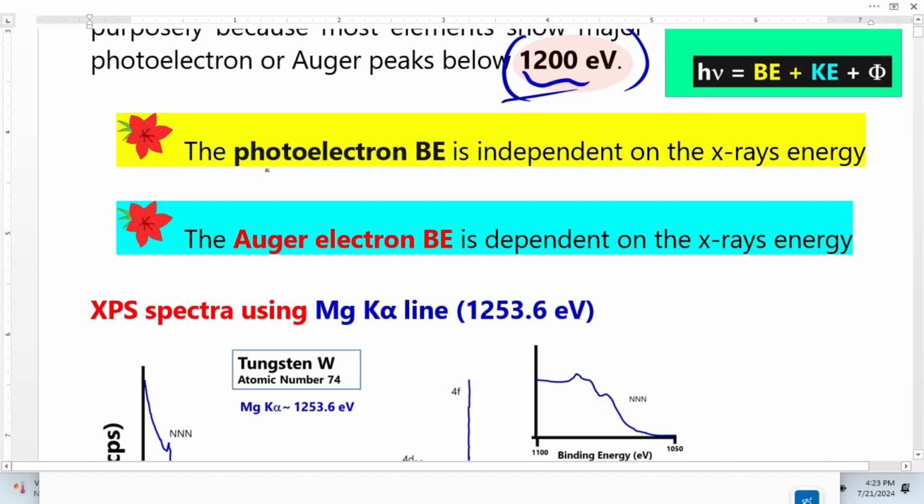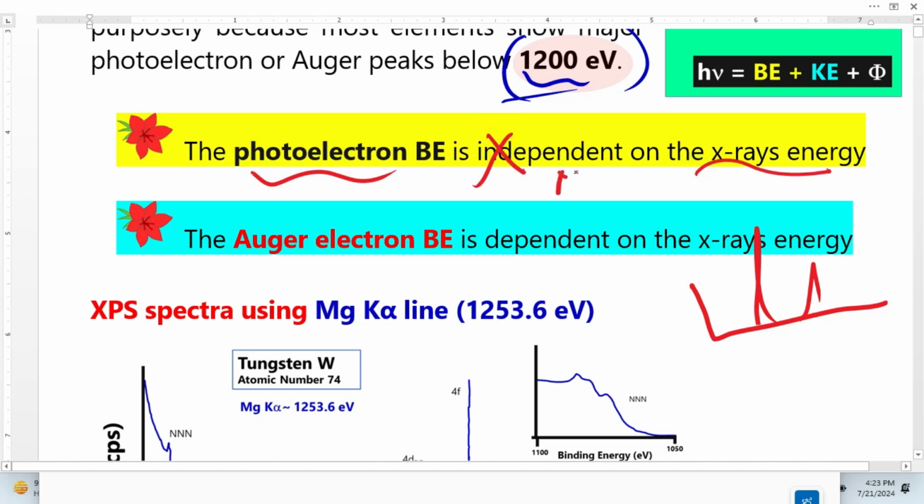Another important point is that in the XPS spectrum we have two major types of peaks. One is the photoelectron peaks, another is the Auger electron peaks. These are the common peaks. The photoelectron binding energy does not depend on the X-ray source. If we use a magnesium source or an aluminium source, the photoelectron binding energy is independent. I will explain this. The second important thing is that the Auger electron binding energy depends on the X-ray source.